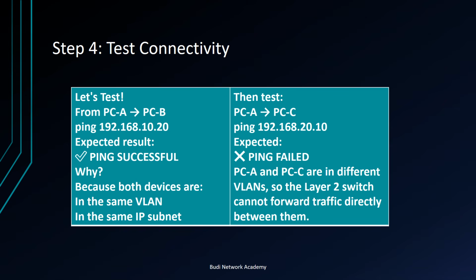Now comes the interesting part. Let's test whether our devices can communicate. First, I will test communication between PCA and PCB. Both computers are in VLAN 10 and they are using the same IP network. Then I will test communication between PCA and PCC. PCA is in VLAN 10 while PCC is in VLAN 20.